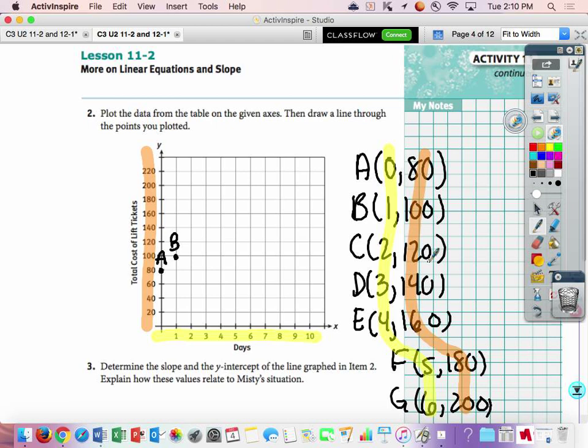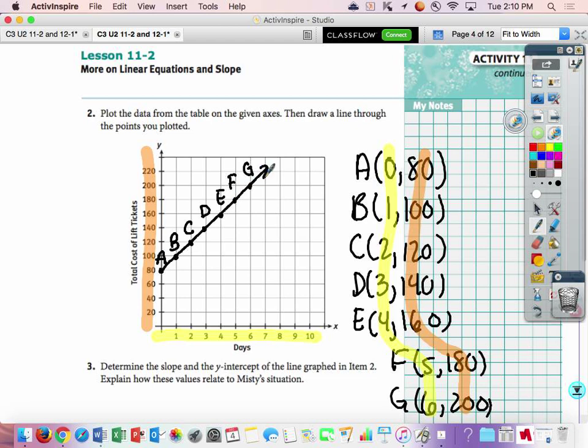C is 2, 120, so I'm going to go to 2, up to 120. C. Then I've got 3, 140. Then I've got 4, 160. Then I have 5, 180. And then last but not least, I have 6 and 200. Alright, and we can see that this is linear because it gives us a line.